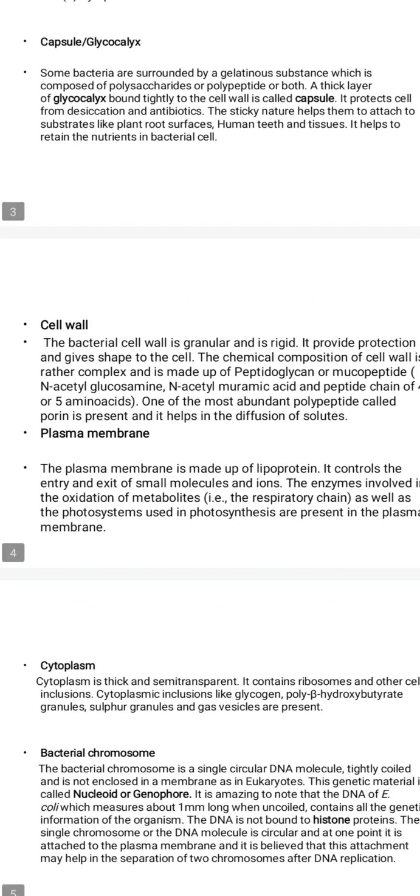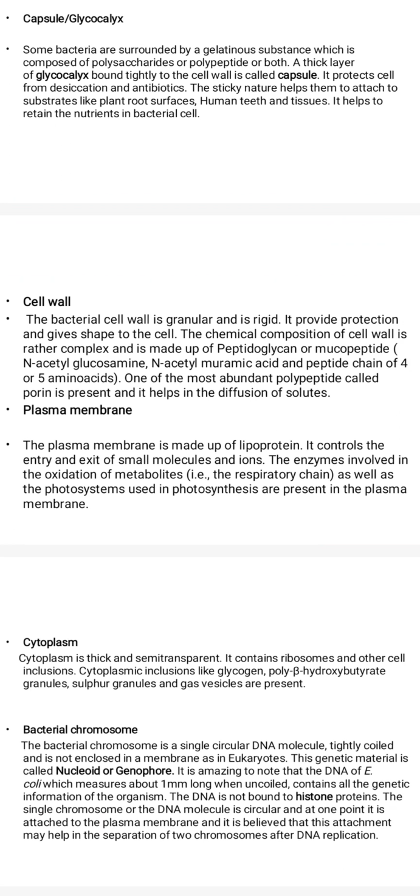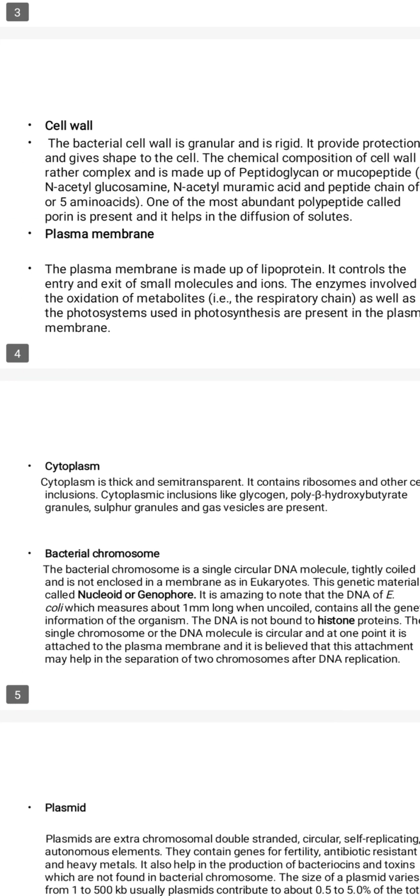Next is the plasma membrane. Inner to the cell wall there is the plasma membrane. The plasma membrane is made up of lipoprotein, that is lipids and proteins. It controls the entry and exit of small molecules and ions. The enzymes involved in the oxidation of metabolites as well as the photosystems used in photosynthesis are present in the plasma membrane. Inner to the plasma membrane there is cytoplasm.